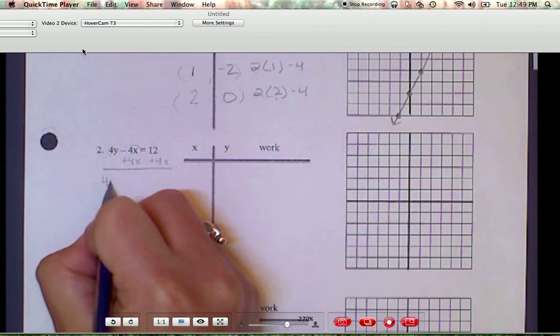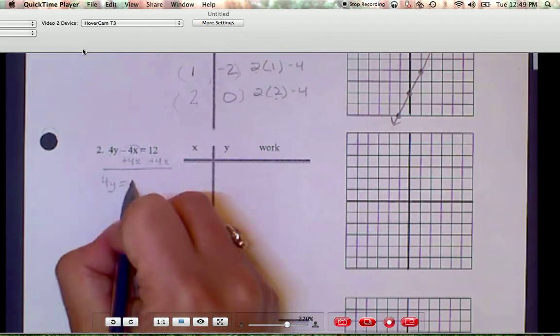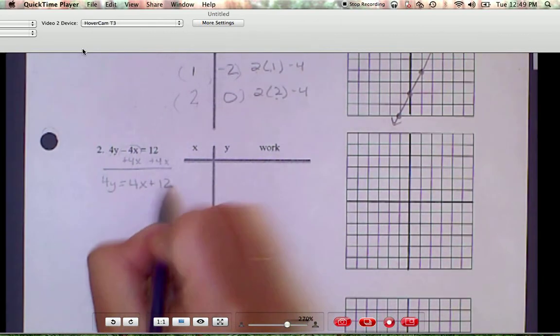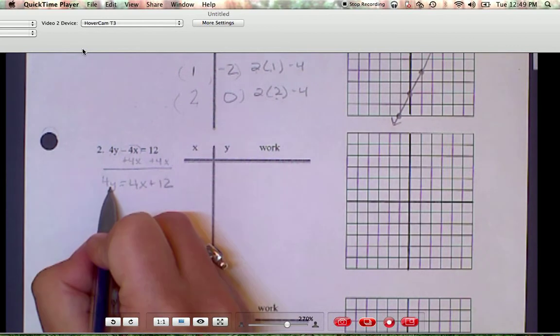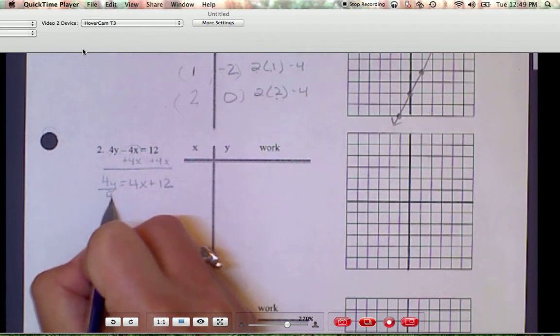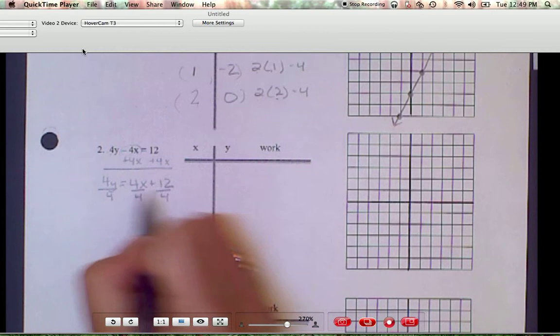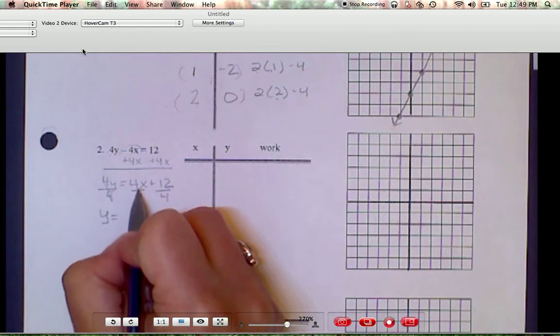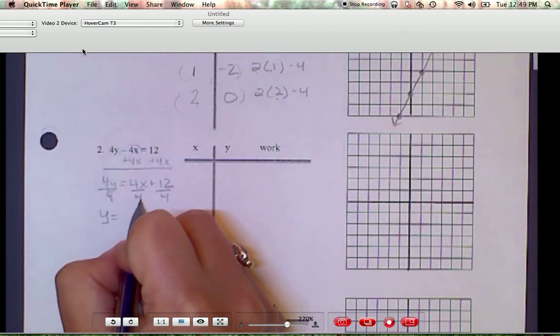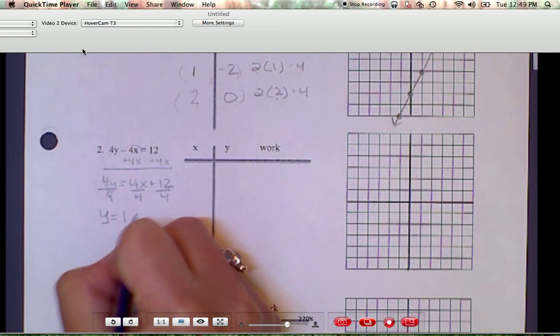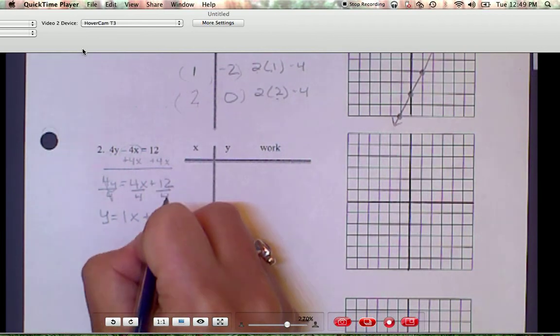So we get 4y equals, bring the x down first, 4x plus 12. Then we need to get y alone, so we divide every single piece by 4. Y equals, you can write 1x if you want, or you can just write x. I'll write 1x this time. And 12 divided by 4 is 3.